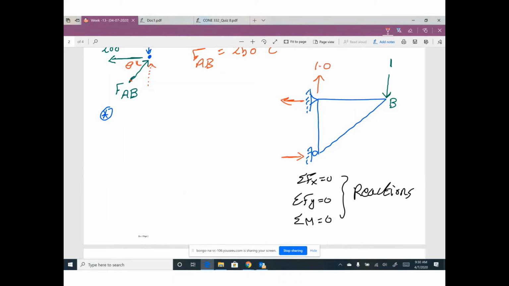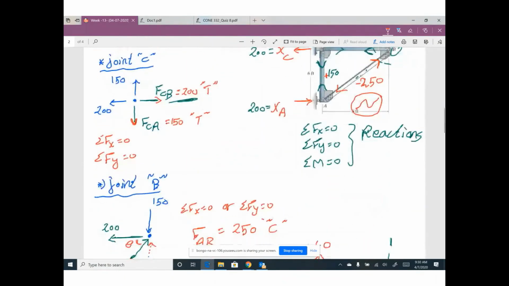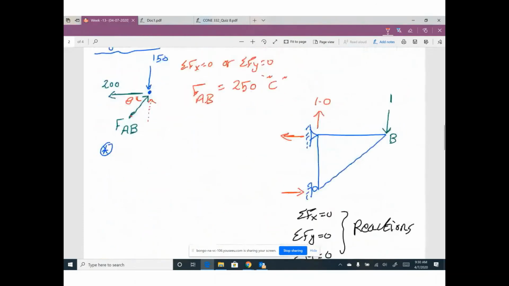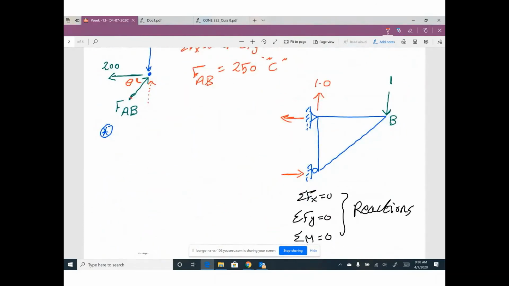And this horizontal reaction will be, I think, 8 divided by 6. This one will be 1.33. That is your reaction. These points are A, B, and C. So I will start with joint B. I'm sorry, this joint is C, not B. So I will start with joint C.